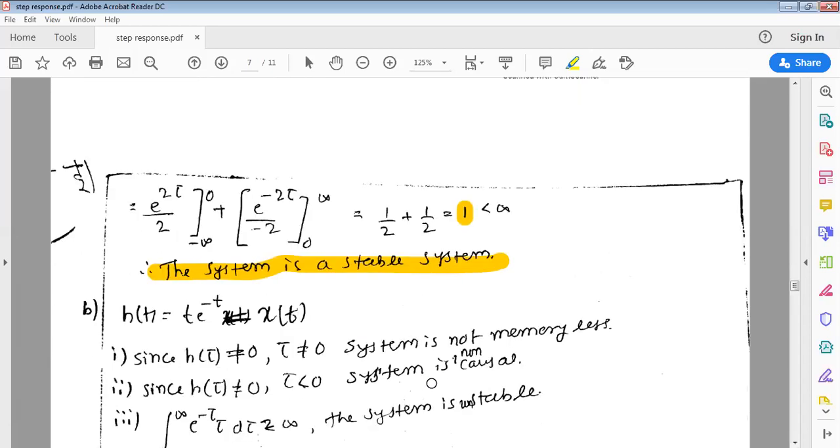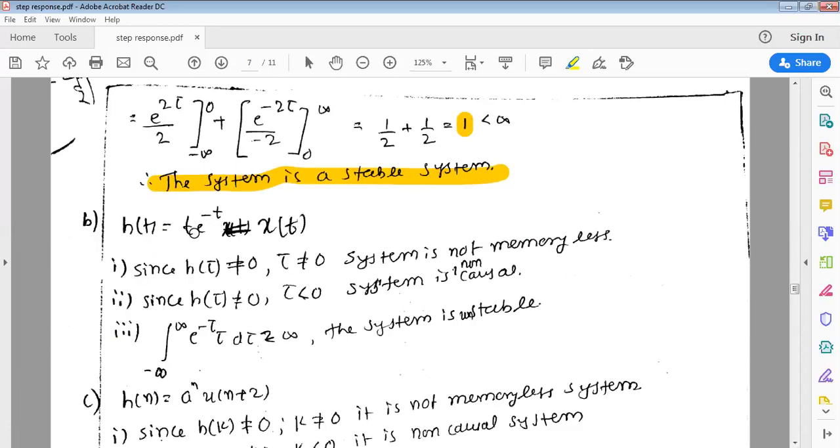No, sir. Okay. Now let us take a similar problem, t e power minus t into x of t. Now, once again, it is x of t, not u of t. So the system has a value below 0 also. When I give minus 1, what happens? Minus 1 into e power plus 1 into x of minus 1. We don't know the value of x of minus 1, so we assume that it exists. So h of tau is not equal to 0 when tau is not equal to 0. Therefore, the system has memory. The system is not memoryless.